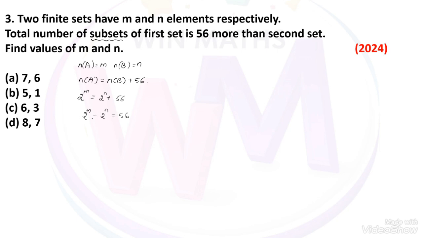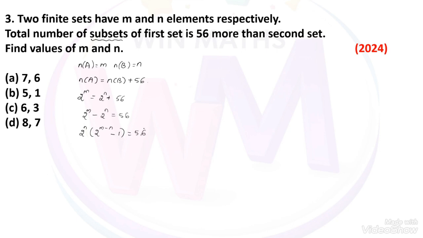Again, I will take the common factor. I will take 2 to the power n as common, because n is the smaller number. Set A has the larger number and set B the smaller number. That's why 2 to the power n will be common. Then 2 to the power m minus n minus 1, multiplied by 2 to the power n, is equal to 56.